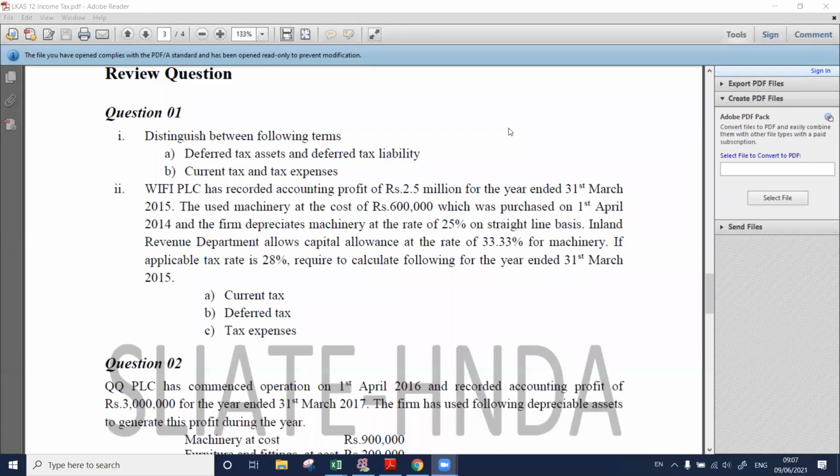Okay, question number 1, part 1. These are exam type questions. Exam වලත් මෙන්න මේ type එකේ questions තමයි ඔයාලා බැලුවොතින් අහලා තියෙන්නේ.